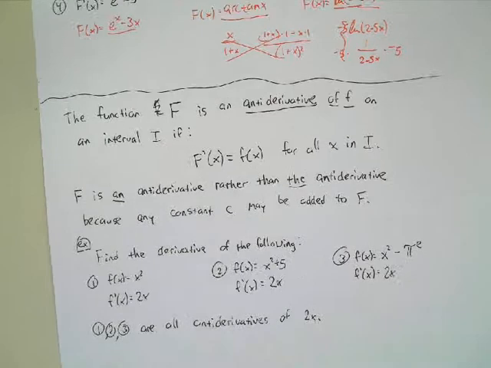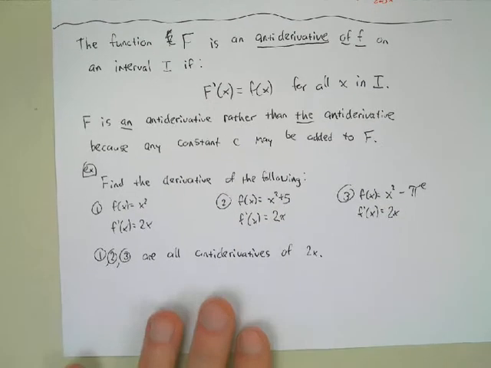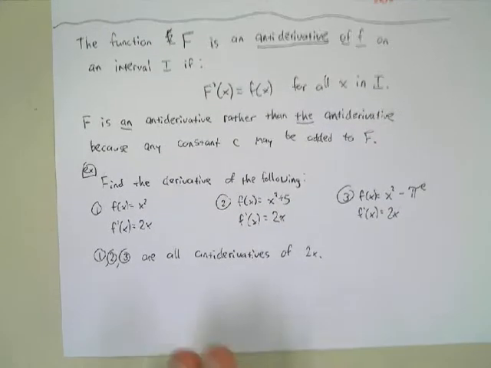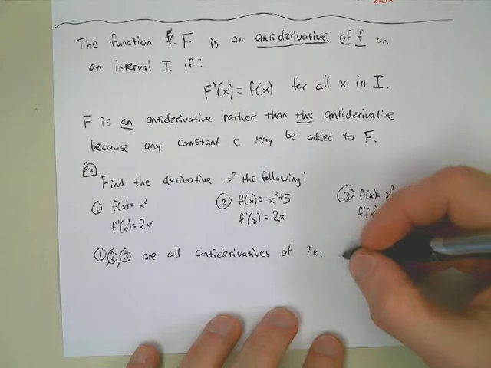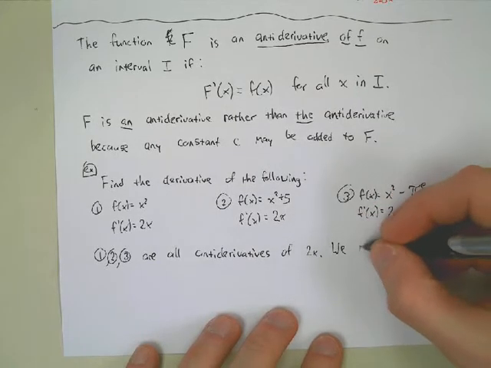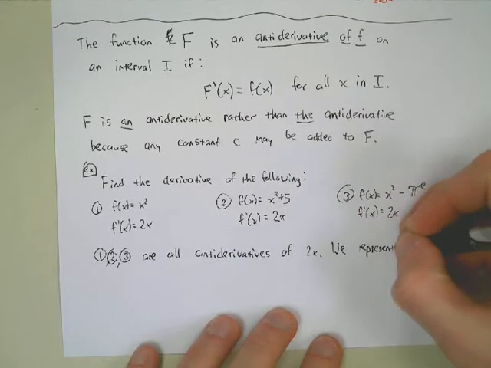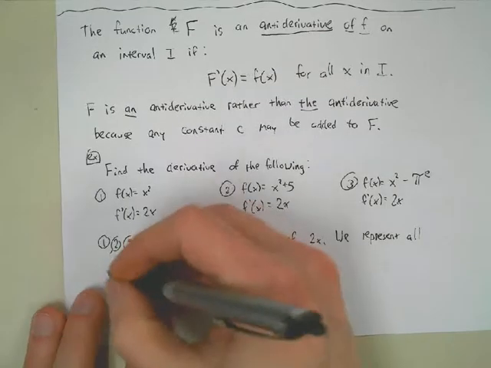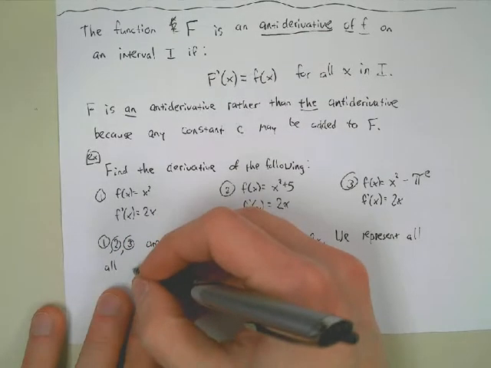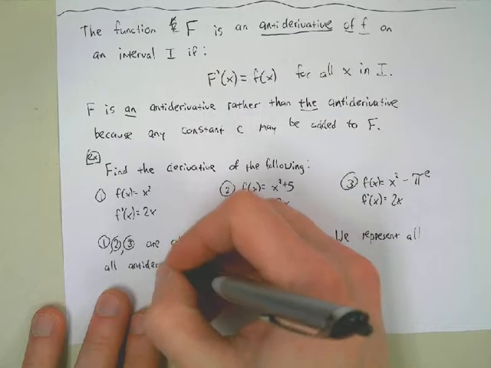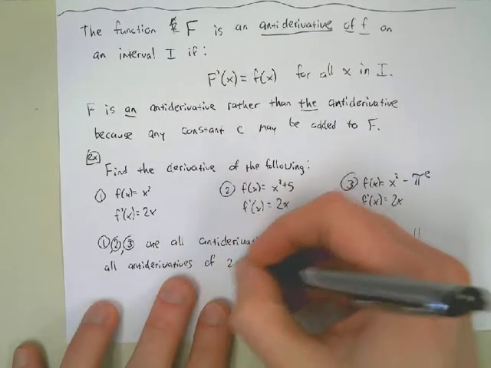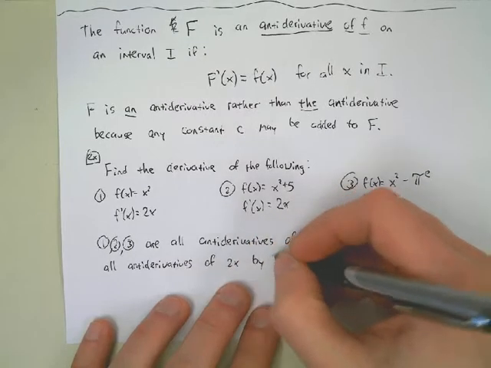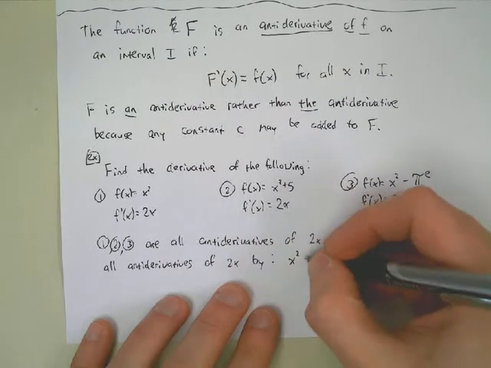Okay, 1, 2, and 3 are all antiderivatives. So f of x equals x squared, f of x equals x squared plus 5, f of x equals x squared minus pi to the e are all antiderivatives of 2x. We represent all the antiderivatives, because there's an infinite number of possibilities. We represent all antiderivatives of 2x by x squared plus c.